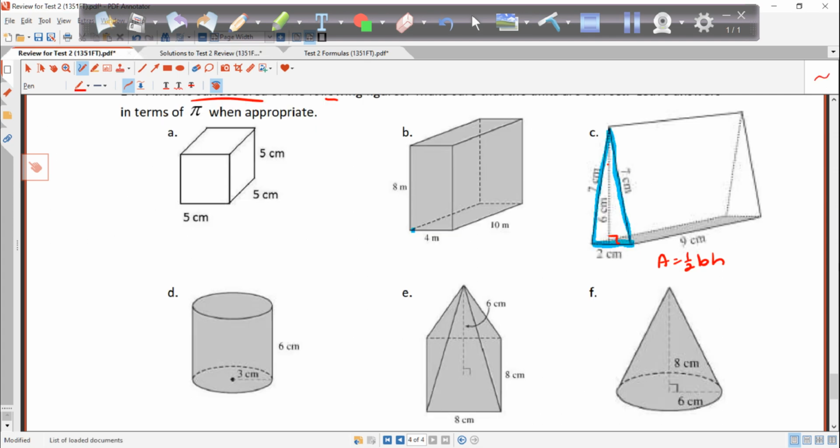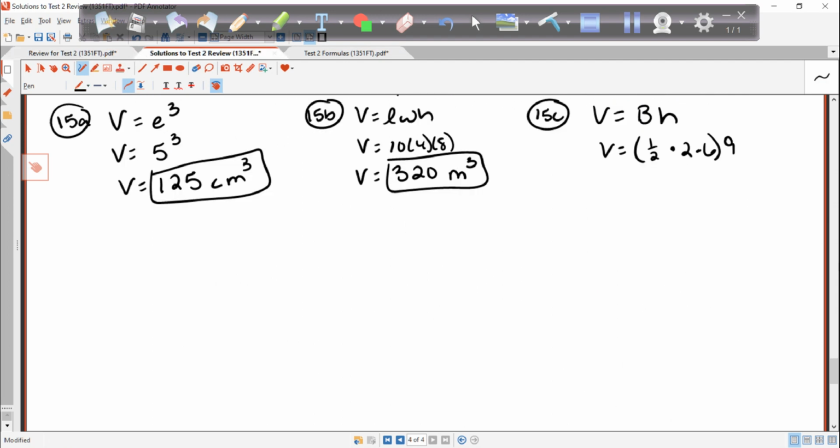And then the height, it's right here, it's 9 centimeters. Remember, it's on its side from the other video. So 1/2 times 2 times 6 times 9 is going to give us 54. Each side was measured in centimeters, so our answer is going to be centimeters cubed.